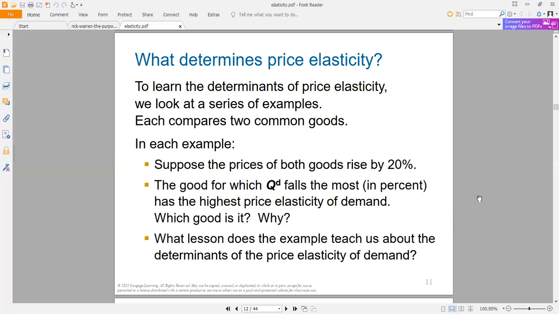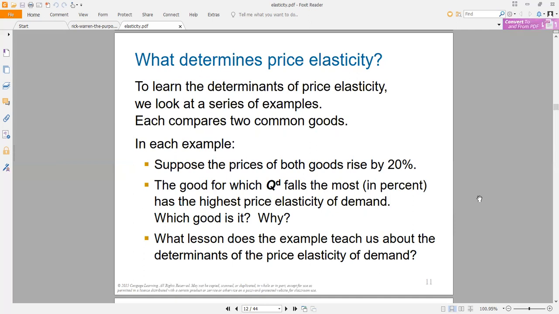But unless the question specifies that you have to use the midpoint, you just check the direction of change that was given in the question and just use the percentage formula. Okay. All right. Now we want to move on to the determinants of price elasticity of demand. So what determines price elasticity?